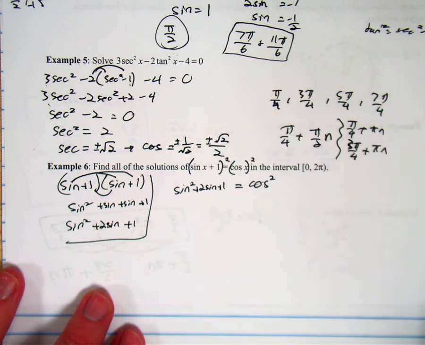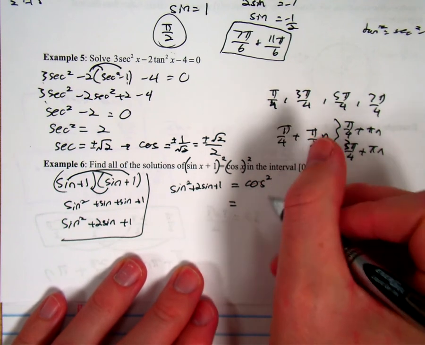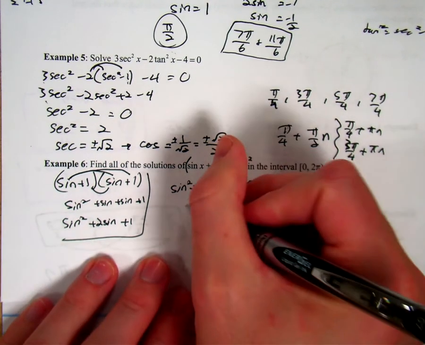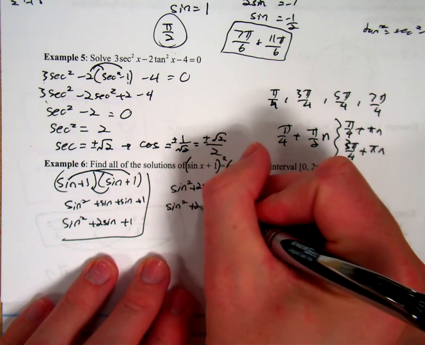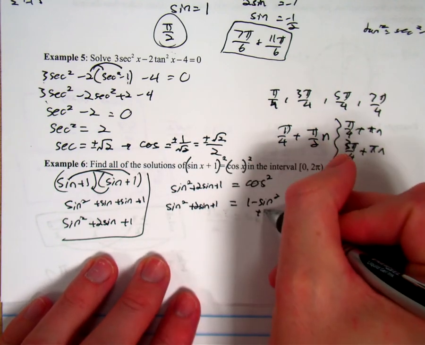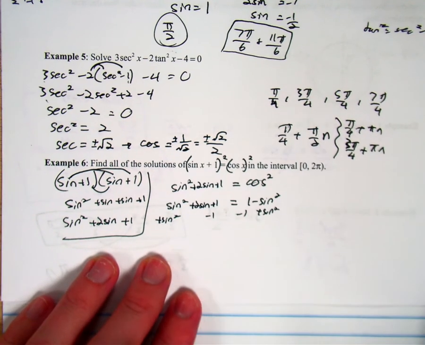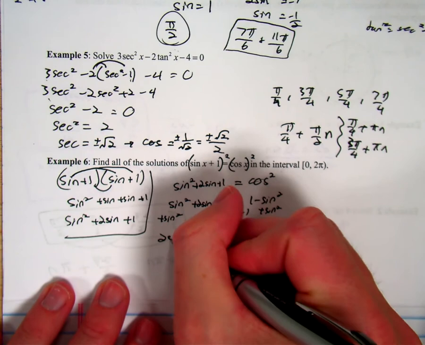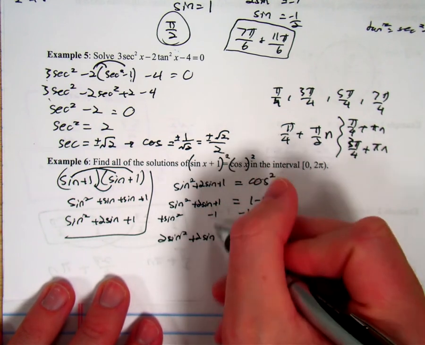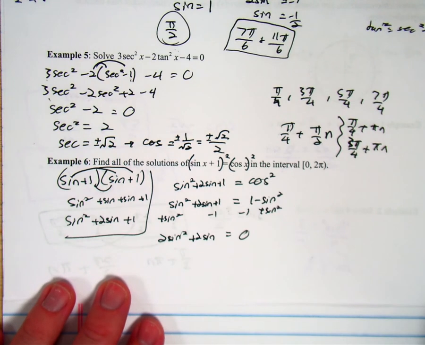Equals cosine squared. Alright, our cosine squared substitution is 1 minus sine squared. And then now we should have all sines, and that's good. Alright, let's move all of this to the left. Plus sine squared. Minus 1. Okay, so we got 2 sine squared plus 2 sine equals 0. What can we pull apart?